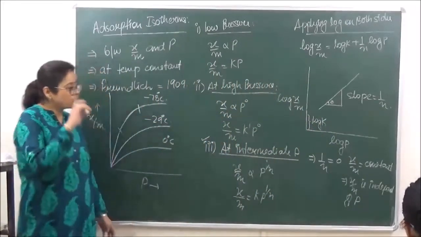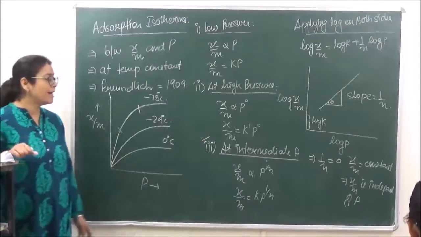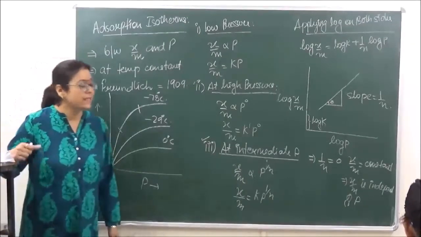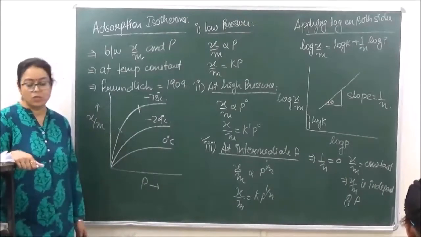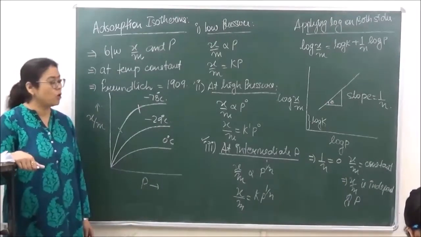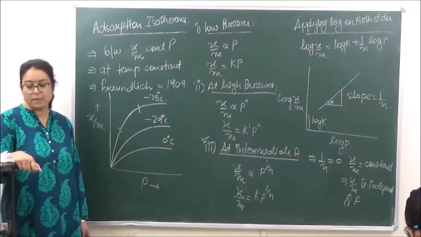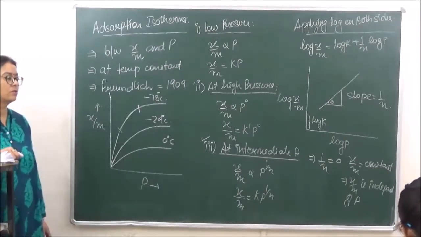Okay? So if in the question it is given to you, what happens to the extent of adsorption if the value of 1 upon n is equal to 0, then you have to mark the option which says that x upon m is independent of pressure.